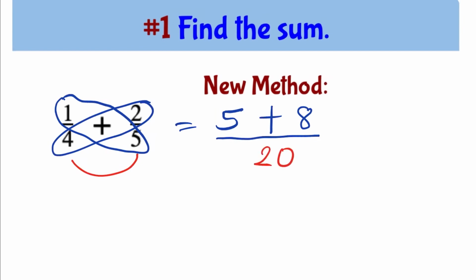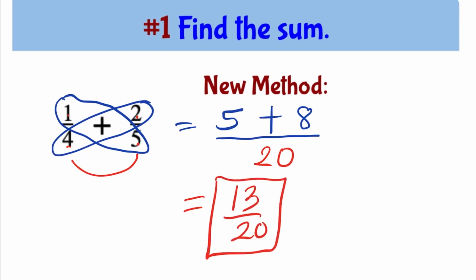Again, we just multiply 1 and 5, which is 5. We multiply 4 and 2, that's an 8. And for the denominator, we multiply 4 times 5. So that's why the answer for this problem is 13/20. So instead of getting the LCM and rewriting the fractions as equivalent fractions, this is a lot easier to do. Agree?